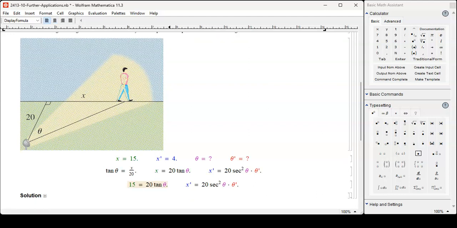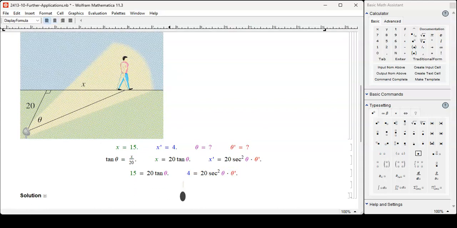So 15 is 20 tangent of theta. Okay, all right. I can find tangent. And then taking out tangent, I can find out theta. All right. Now x prime is 4. And then secant squared. Okay, all right. If you know tangent, then I can always find a secant squared. And theta prime is the quantity I'm looking for. Okay, let's go ahead and find this out. I can solve for theta by taking 15 over 20 and then taking out tangent. But I don't think that's necessary.